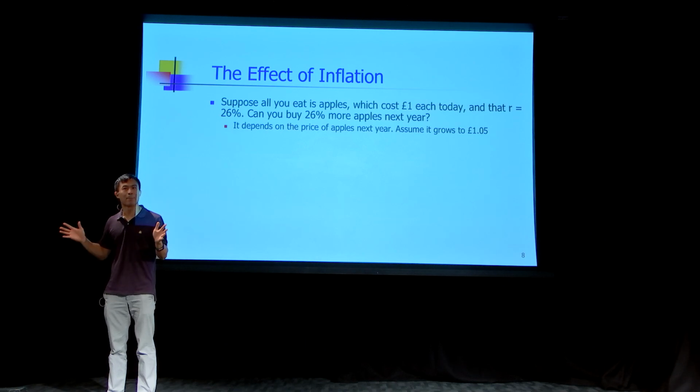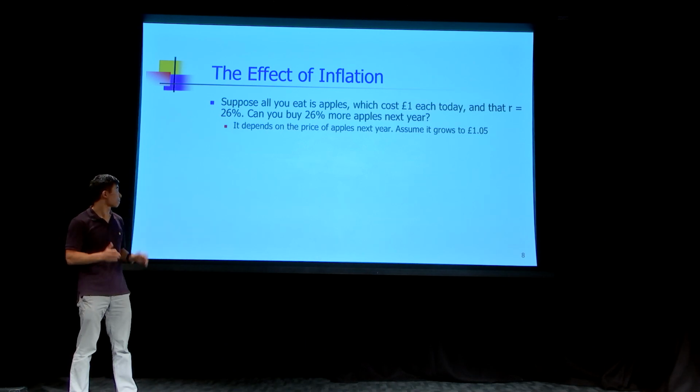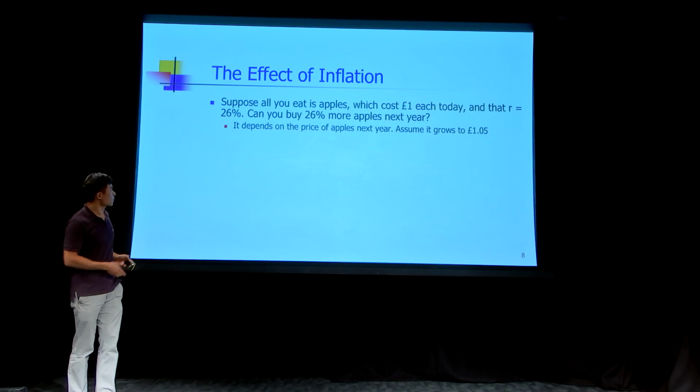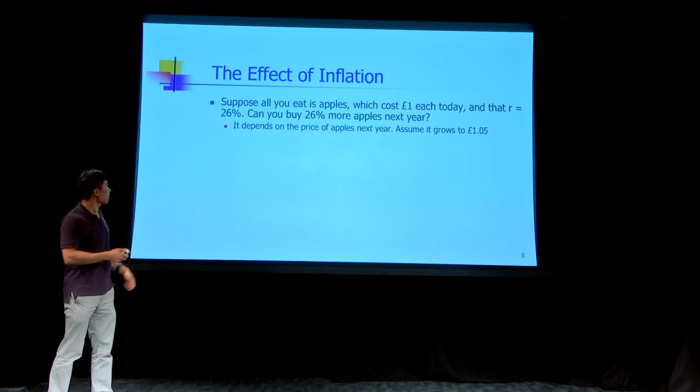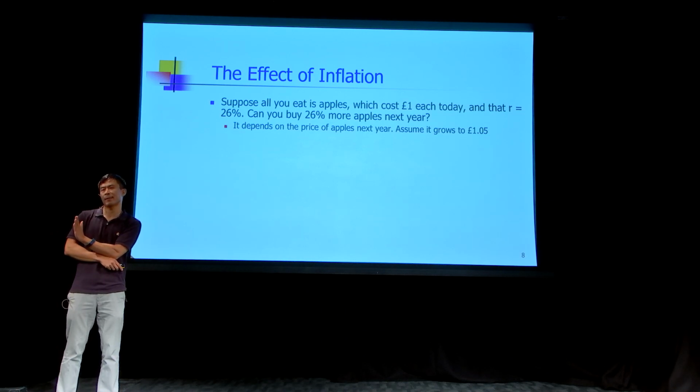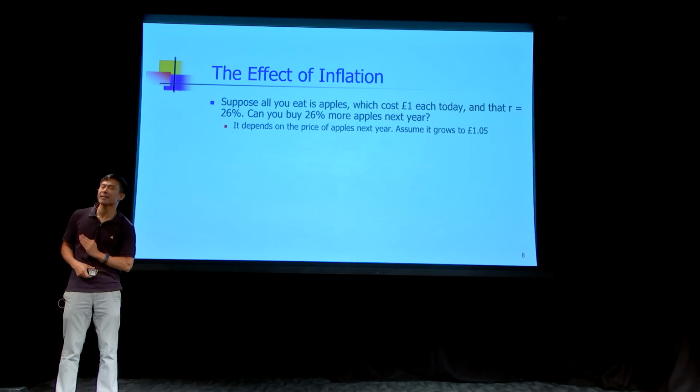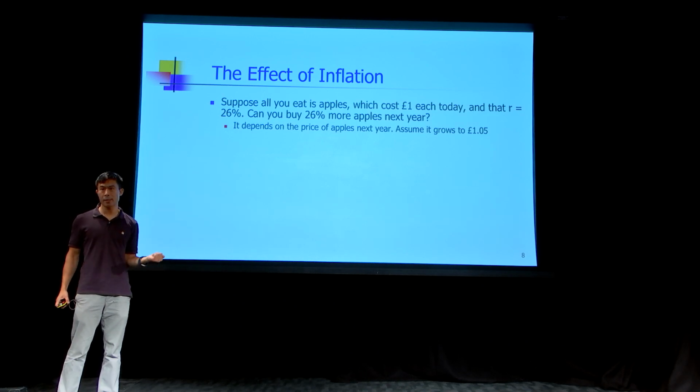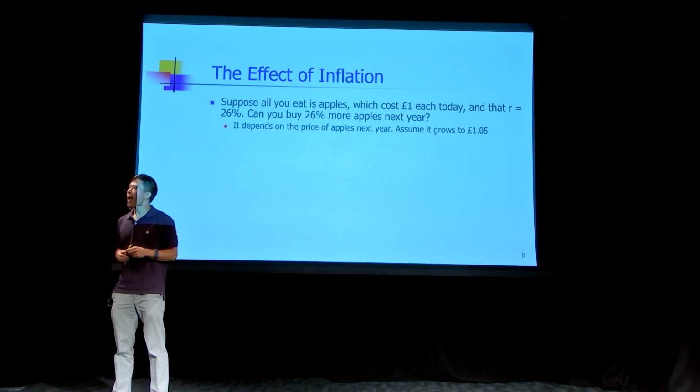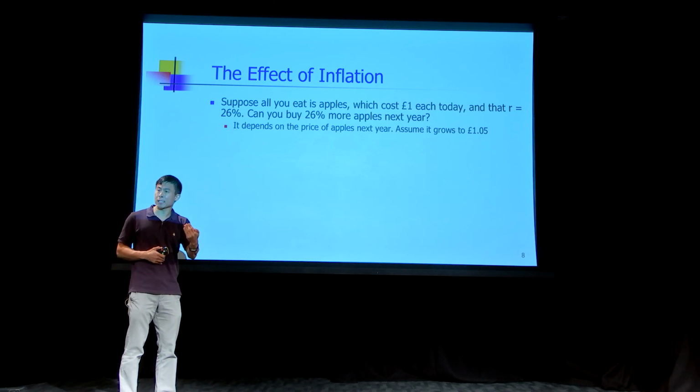All you do is eat apples. That's the only thing that you buy with your money. Now, let's say apples cost £1 today, and let's say we have the interest rate of 26%. So if we put our money in the bank, it's going to grow by 26% by the end of next year. But the question is, how many more apples can you buy at the end of the year? Now, the answer is it's not necessarily 26% more, because what matters is how much the price of apples changes from year to year. And so that's what inflation is.